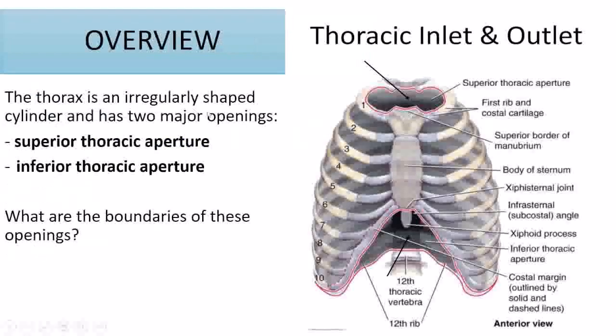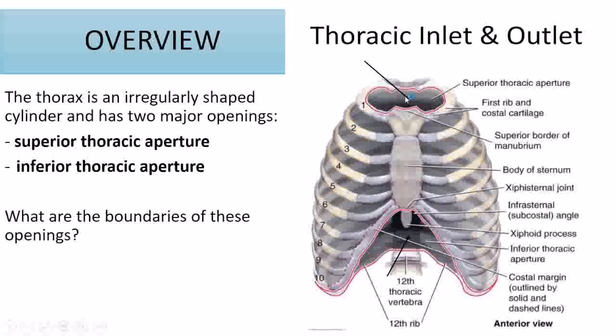Alright, so the thorax is an irregularly shaped cylinder and it has two major openings. The openings are right here demarcated in red: the superior thoracic aperture and an inferior thoracic aperture. So these two apertures allow communication of structures between the neck, the thorax, and the abdomen. So they have borders, which are very important to know.